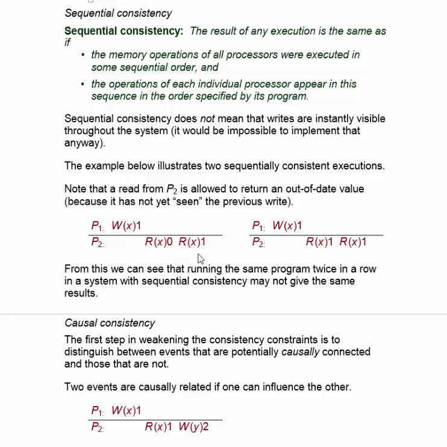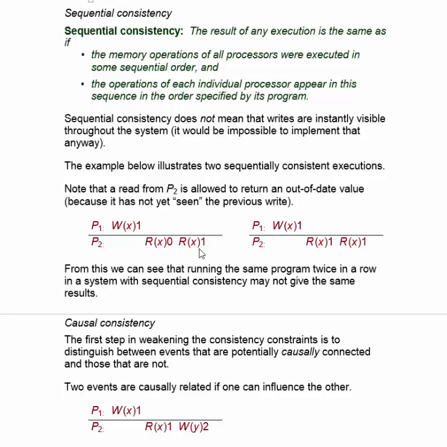fetches a 1. Now remember, we said that sequential consistency doesn't require that writes be seen instantly throughout the system. And in fact, the write by P1 takes a while to propagate to P2. But this is still sequentially consistent because global writes are still seen in order. There's actually only one global write here, and that's WX1, and it's seen at this time in P1, and it's seen at that time at P2.